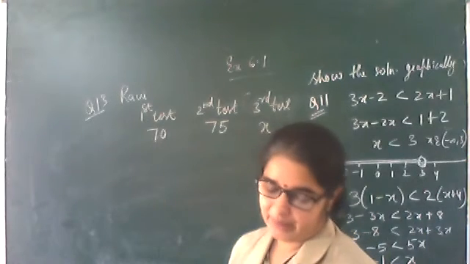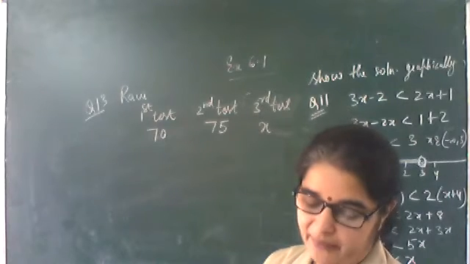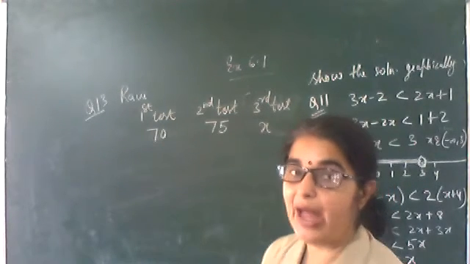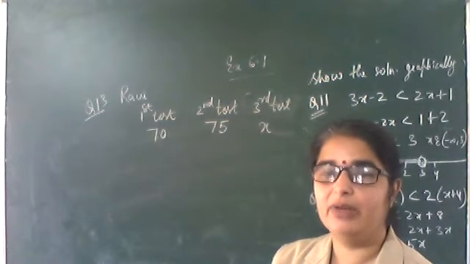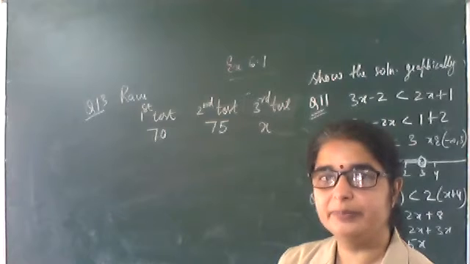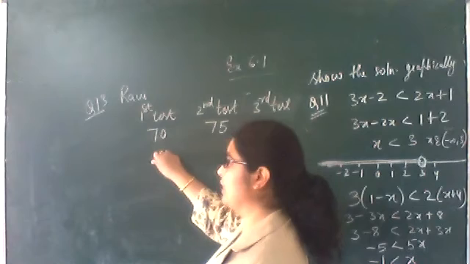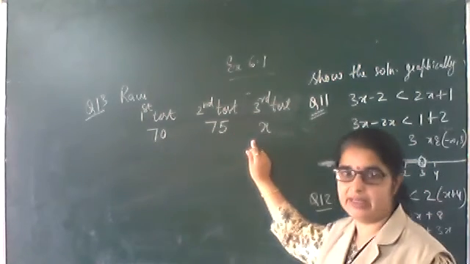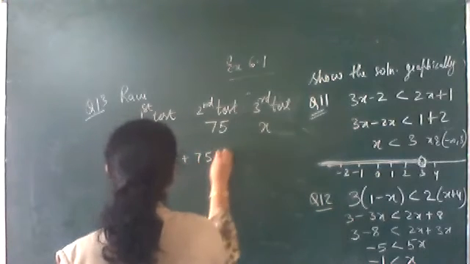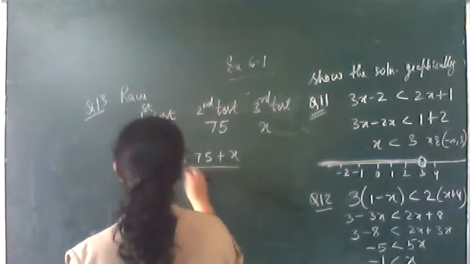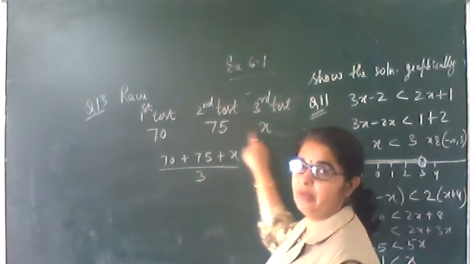So they are saying find the minimum marks he scored in the third test to have an average of at least 60 marks. Do you know the meaning of average? Total marks obtained upon total number of tests. Sum of marks obtained upon the number of tests. So we are having 70 plus 75 for the second test plus X in the third test, divided by 3. We are having 3 tests, first, second and third. So average is 70 plus 75 plus X upon 3.